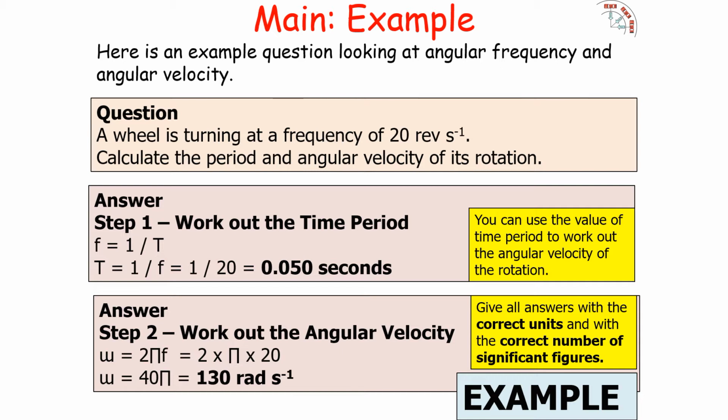So the first step is to work out the time period. T is equal to 1 over f, so T is equal to 1 over 20, which is 0.050 seconds. Therefore, to work out the angular velocity, we say angular velocity equals 2 pi f, or 2 pi over T. So it's equal to 2 pi times 20, or 2 pi over 0.050. Either way, your answer is going to be 130 radians per second.